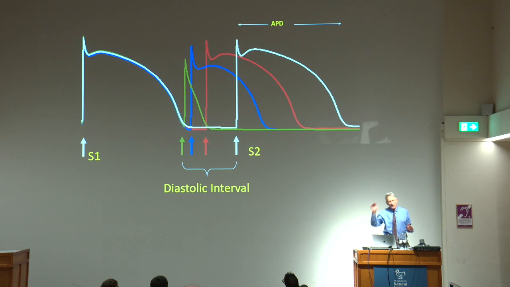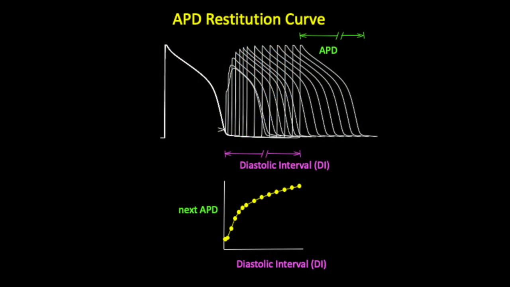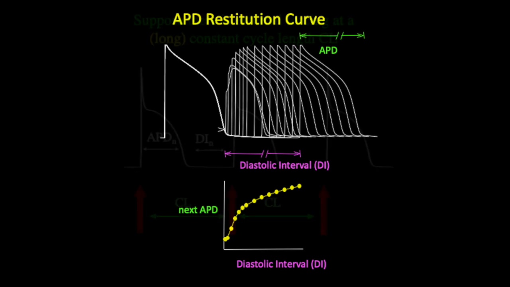So we make a curve of the diastolic interval on the x-axis and the following action potential duration on the y-axis, and that is called the action potential duration restitution curve. And the hypothesis is that a steeply sloped restitution curve is going to produce violent oscillations in action potential duration.